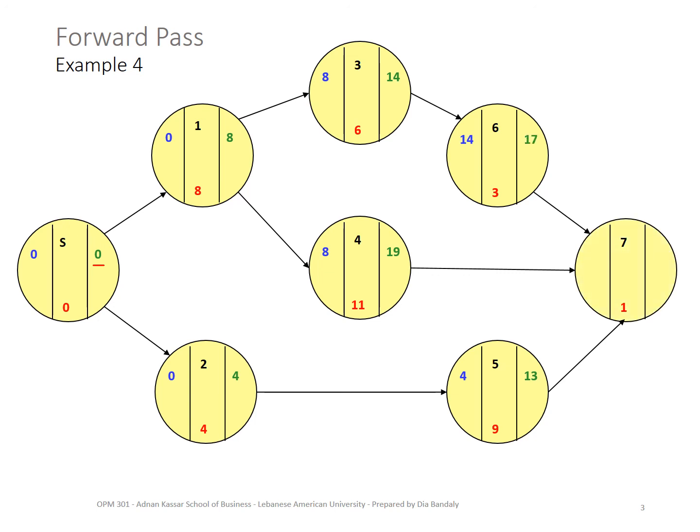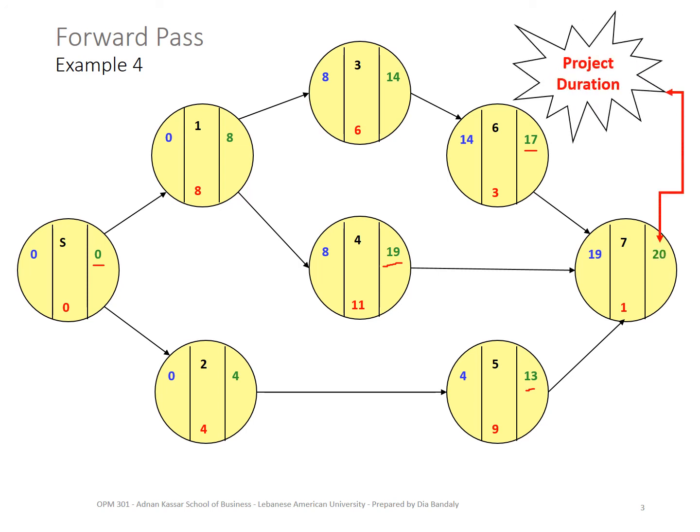Now activity 7, this can be a little bit tricky because it has 3 immediate predecessors. One can be completed by week 17, one by week 19 at its earliest, and one by week 13. So when do you think 7 can start? Yes, it can start only after week 19, right? Because it has to wait for the 3 of them to be completed. So here we go. It's 19 plus 1, 20. And 20 is your project duration. You found it. All right, next we're going to do the backward pass.